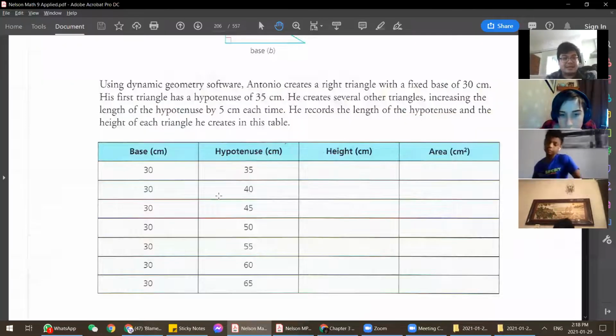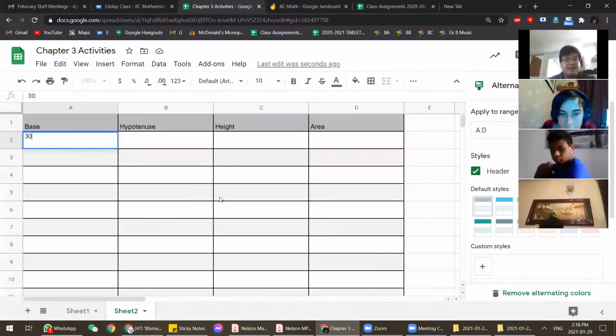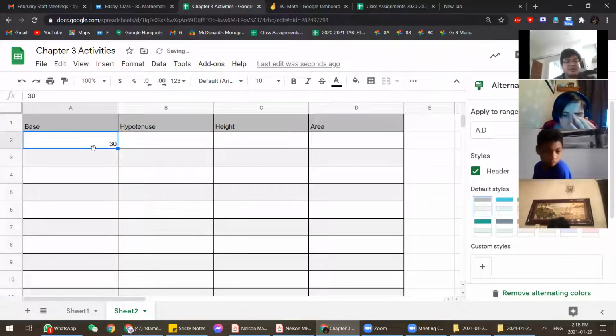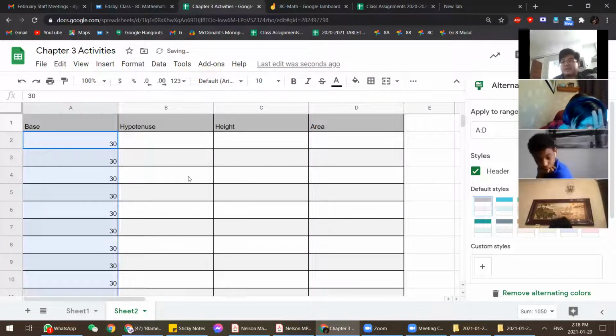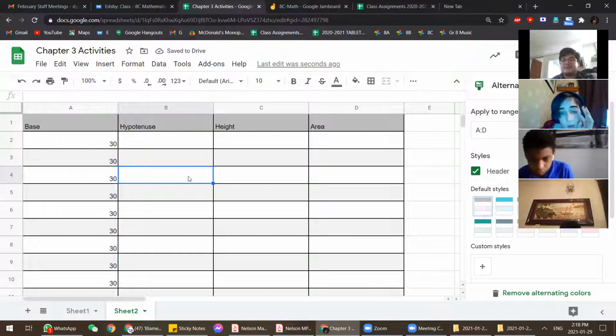Now, for base, we got 30. So 30, you can just drag 30 down to, I don't know, 30 lines. Because it's always 30, right? Because I'm lazy, Nathaniel is lazy, Yasmin's lazy. We don't want to type 30, 15 times, right?